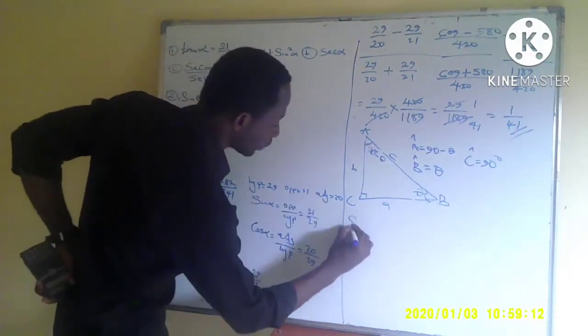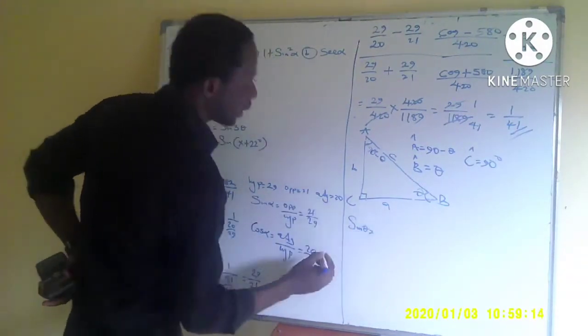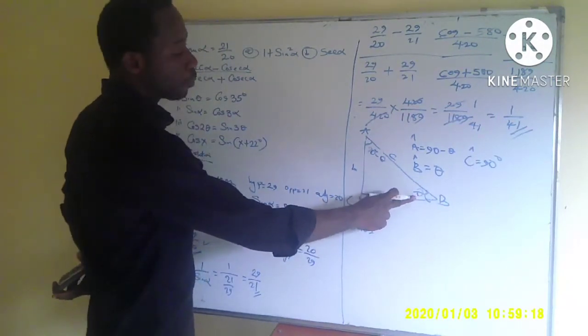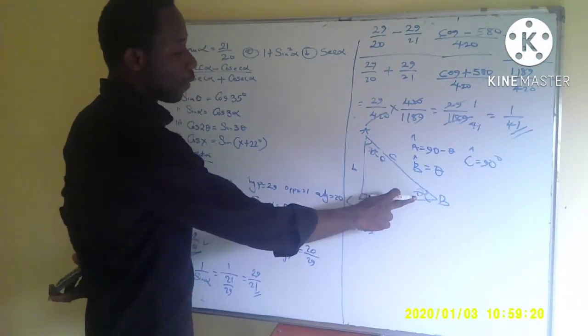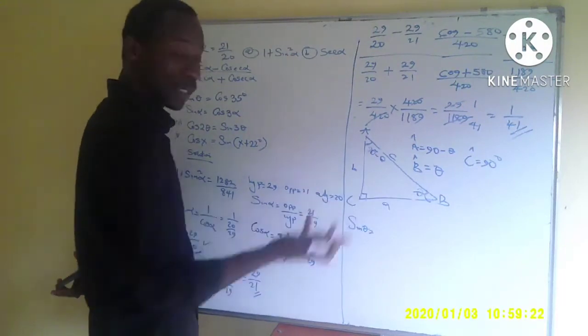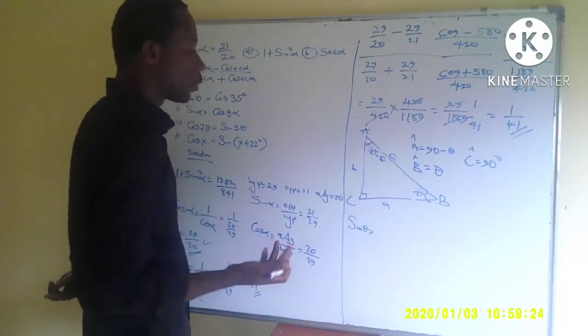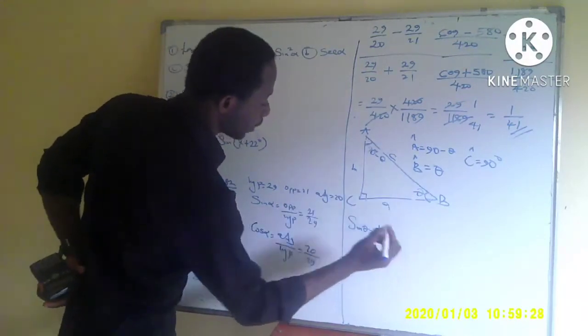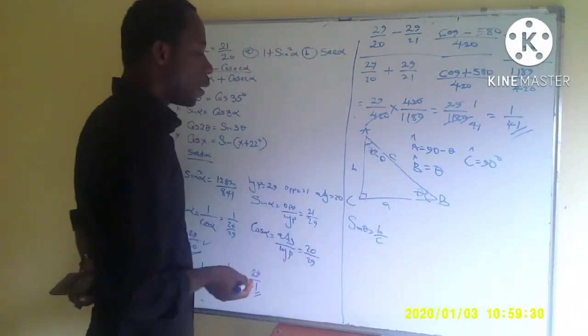What is sine theta? This is my theta. I'm taking this as a reference point of the angle. If this is my angle theta and I'm talking about sine theta, sine theta is opposite over what? Hypotenuse. So this is the hypotenuse, which is b over the hypotenuse, over what? c. So now b over c.